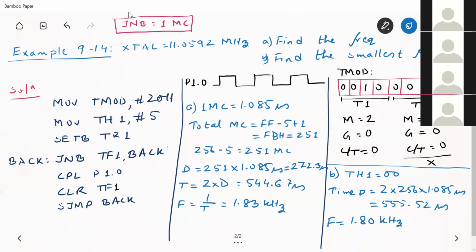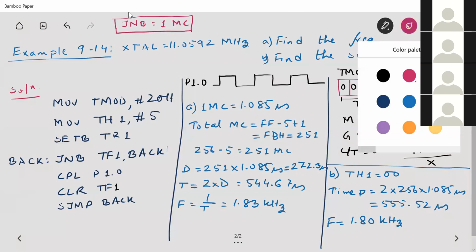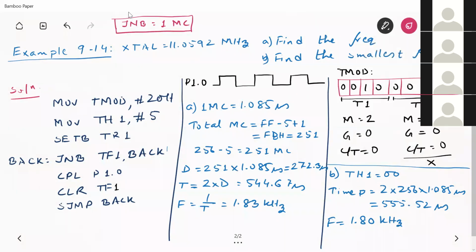So is this example understood to all of you? Both the portion A and B. Did you understand? Yes, sir. If you've understood, now tell me one answer. Say, in the exam, you get a question: generate a frequency of 1 kilohertz using mode 2. This is the question. And now you know that the smallest frequency is 1.8 kilohertz. But your question says generate 1 kilohertz using mode 2. What will you do?